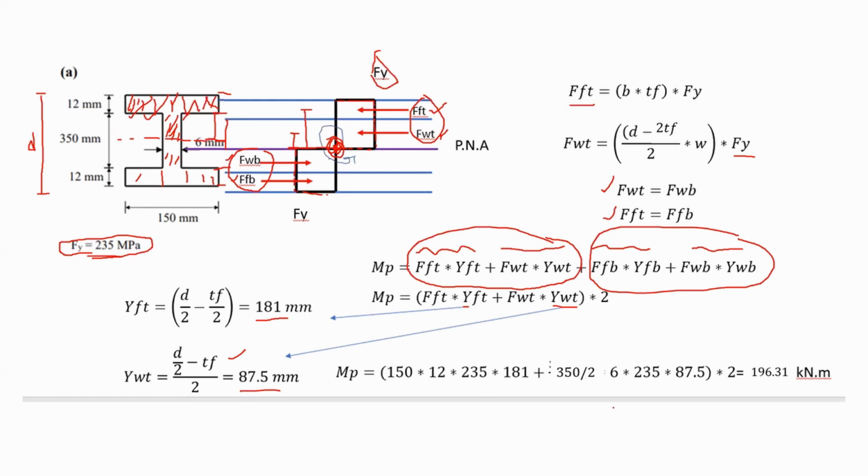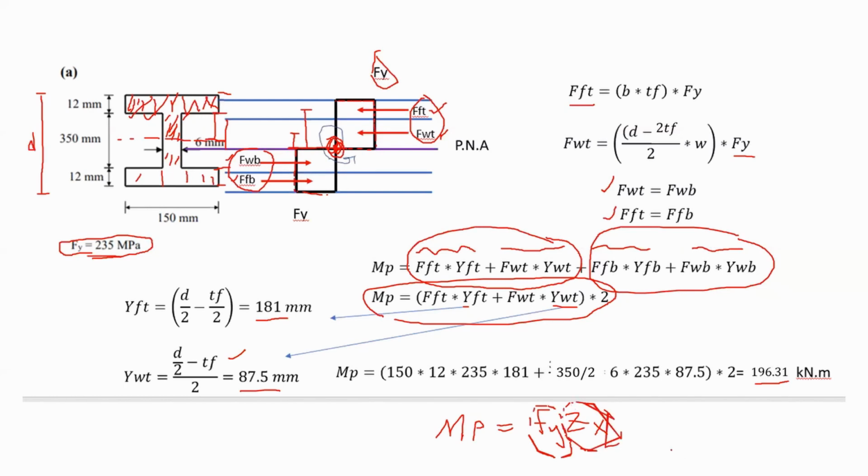Now plug in everything you have in the equation, this one, in order to get your plastic moment, and you would obtain the capacity of this section equal to 196.31 kilonewton meters. Now, you remember before, the plastic moment was equal to Fy times Zx. Now, as you can see here, we have Fy, but we don't have Zx from the table. We cannot find the plastic modulus from the sections table. That's why we had to do all this procedure.